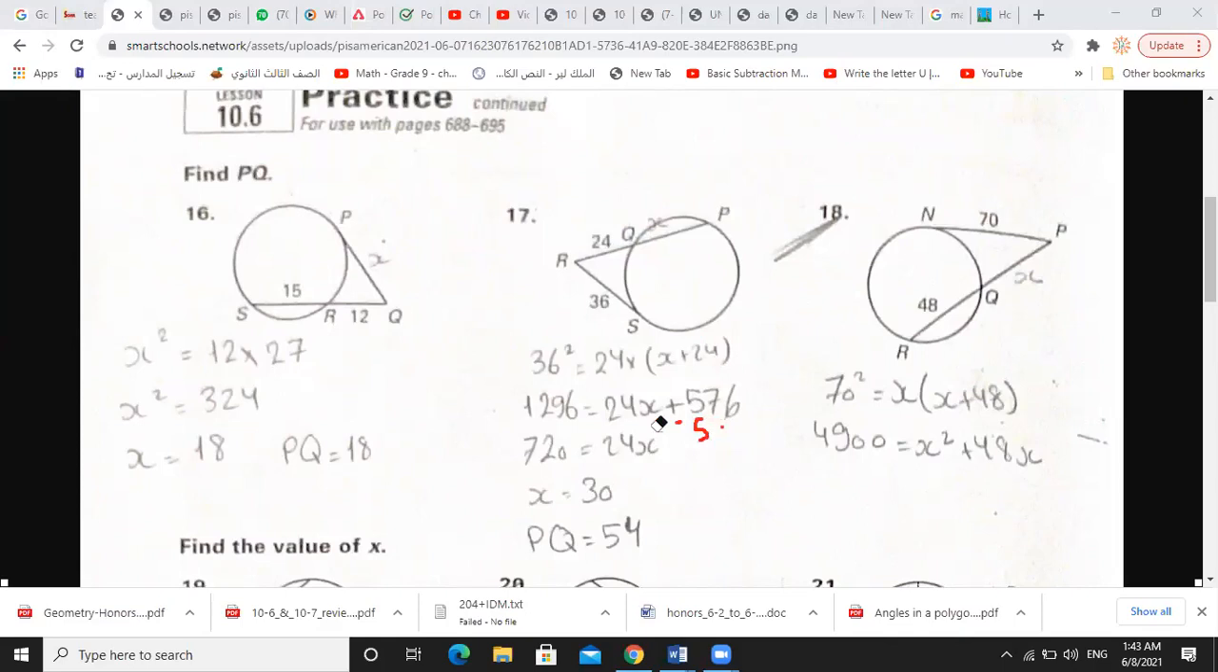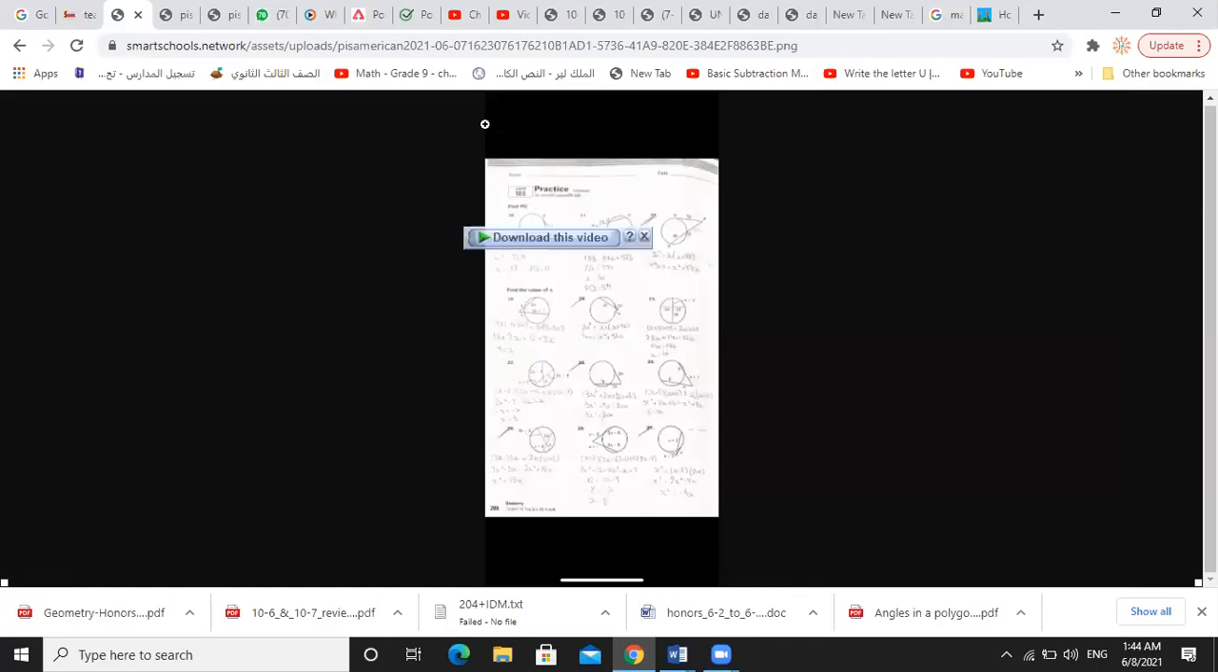Let's move to the next question. Question number 18. In question number 18, we will use the same formula: NP to the power of 2 equals x times x plus 48. We are going to make 70 to the power of 2, which is 4,900, equal x to the power of 2 plus 48x. How can we solve this question, grade 9?